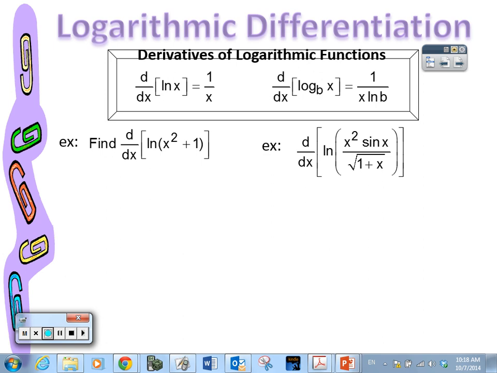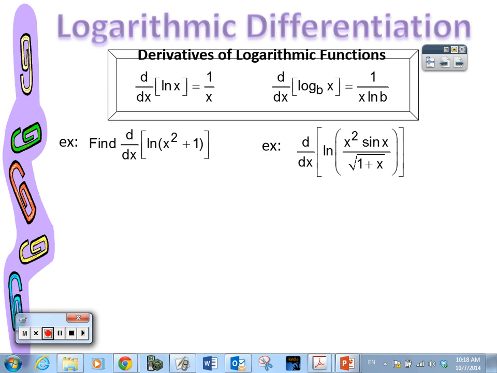Today we're going to learn two different things. We're going to learn another rule. This is a rule on taking the derivative of a logarithm. And we're going to learn a different technique called logarithmic differentiation. It's a different technique of doing derivatives. So we have two things to work on today. One is the rule for just finding derivatives of logs. The other is an actual different technique. All right, so let's first talk about the rules.